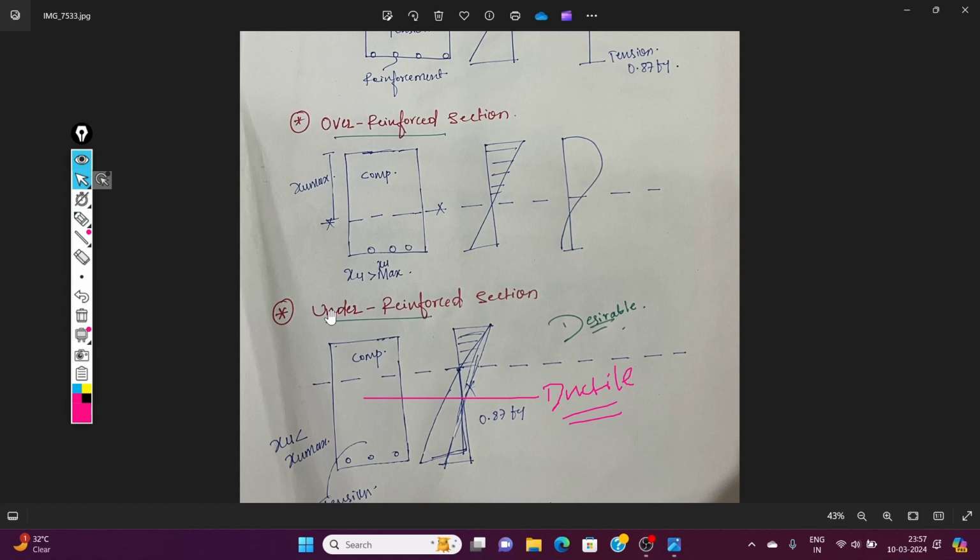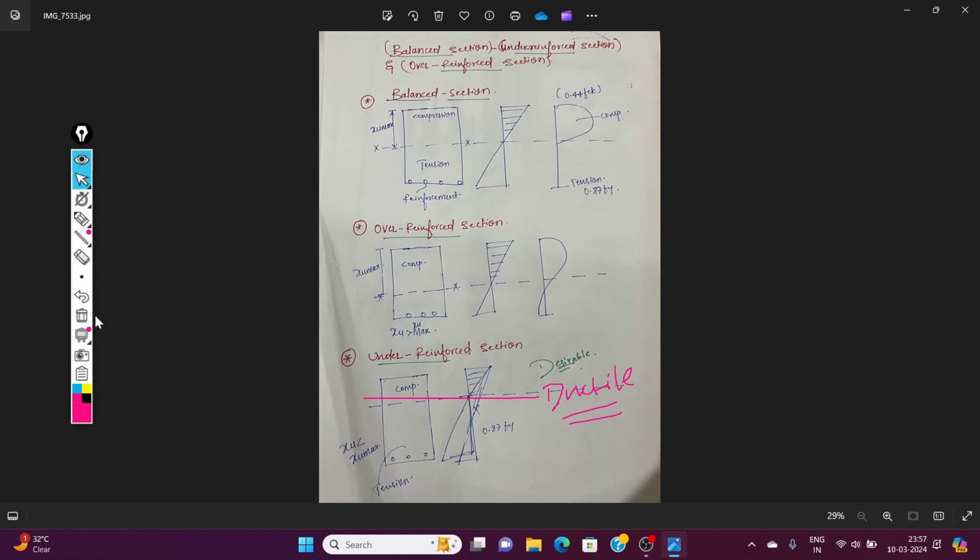That's why this under reinforced section is the desirable section for the beam. So this is all about the balance section, under reinforced section, and over reinforced section. We are preferring the under reinforced section.